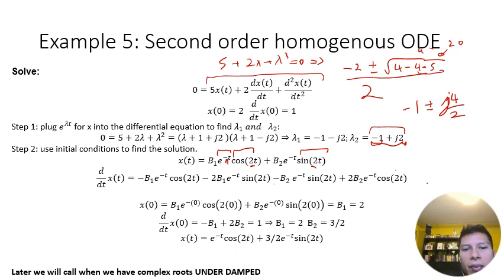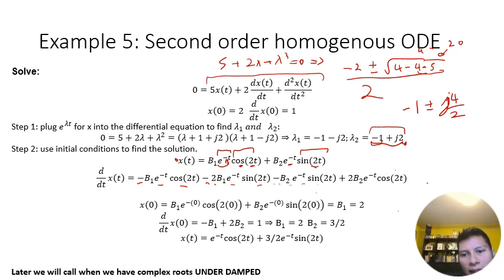All right, so once we have this, we need to take the derivative in order to be able to apply initial conditions. I have to apply the product rule. So first I take the derivative of this term, so I get negative e to the negative t cosine 2t. Then I take the derivative of this term, so I get negative 2 e to the negative t sine 2t. Then I take the derivative of this term, so I get negative b2 e to the negative t sine 2t.